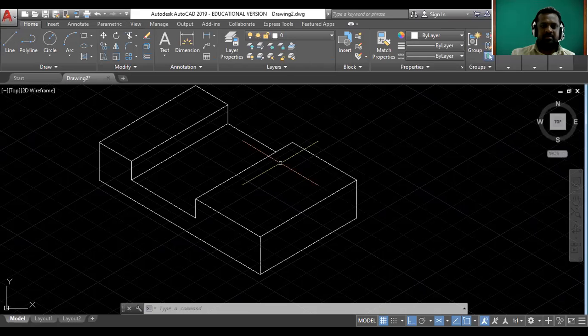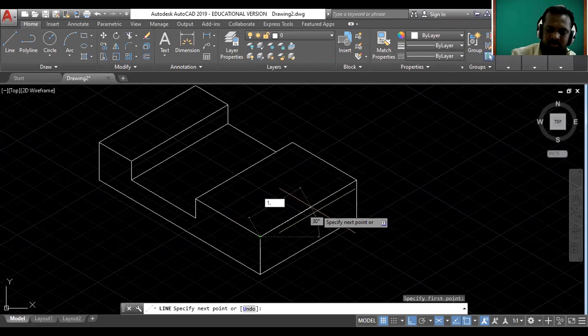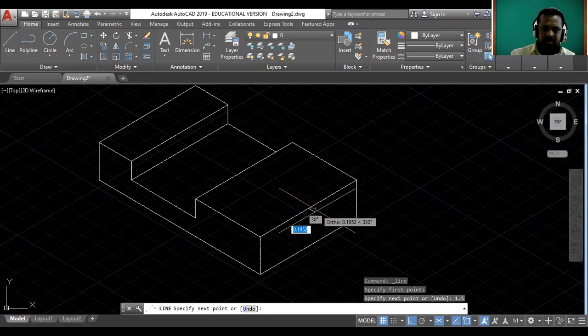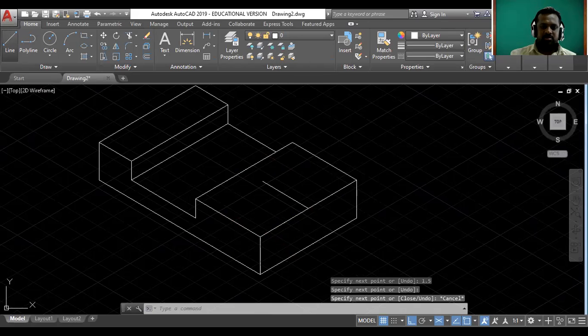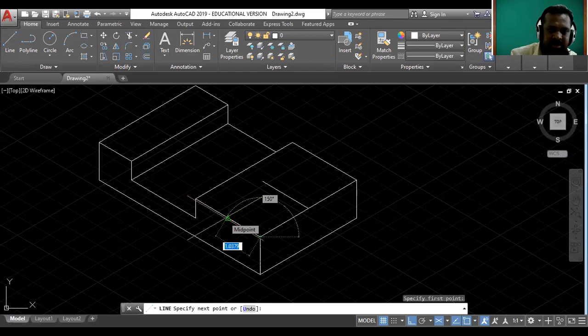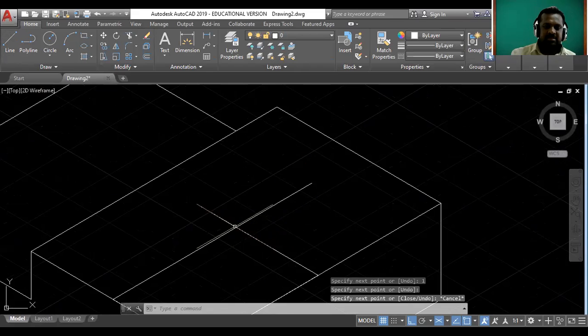Take the line from this point. Take care, distance 1.5, and enter. And here we have to draw one line. Again, take the line from this point. We have to take the distance, it is 1 mm. Enter, and draw the line here. See the match point of both lines. It will be the center point for the circle.